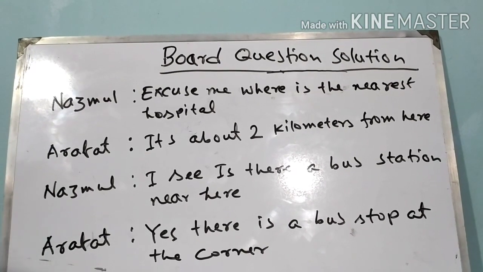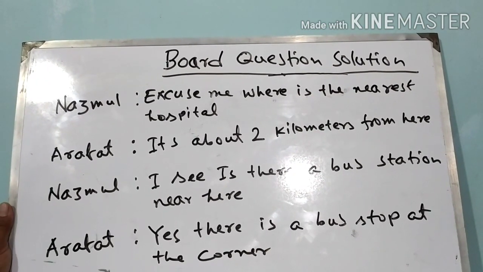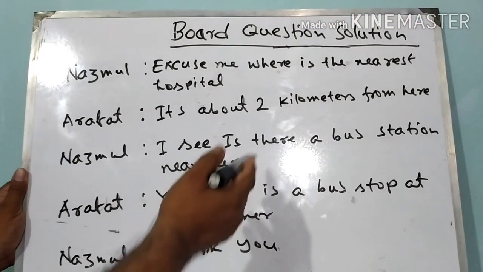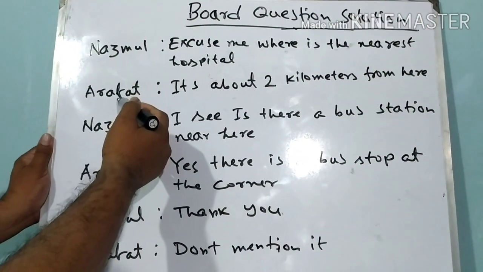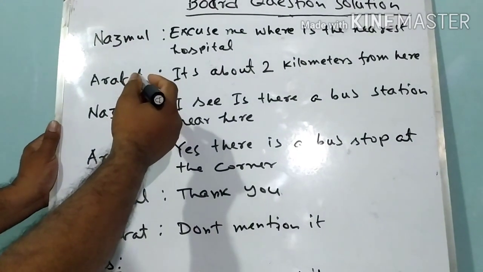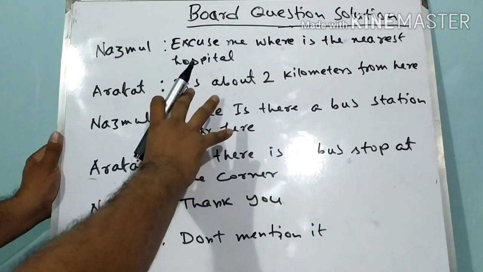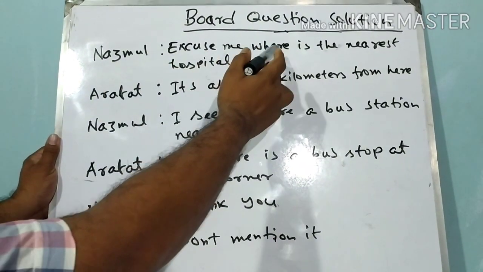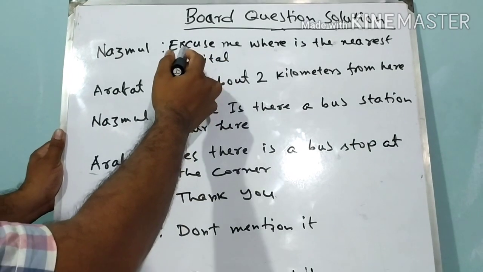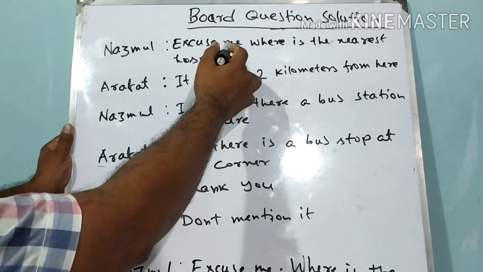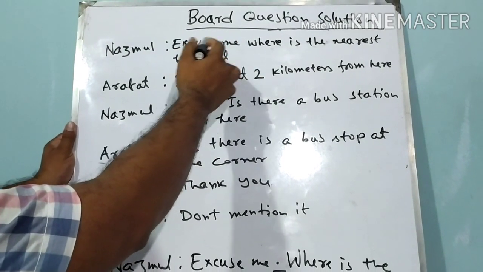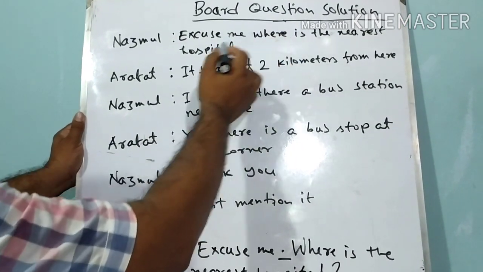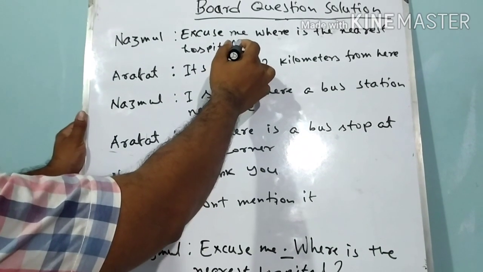Students, there is another example for you. It is in dialogue form. The conversation is between Nazmul and Arafat. They are saying some sentences. Firstly, Nazmul says, "Excuse me, where is the nearest hospital?" Here, "excuse me" is a sentence. So after "excuse me," you have to use full stop. Where is the, W will be capital, nearest hospital, and then after that will be question mark.